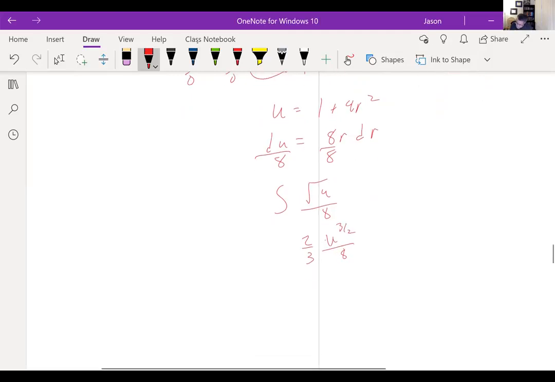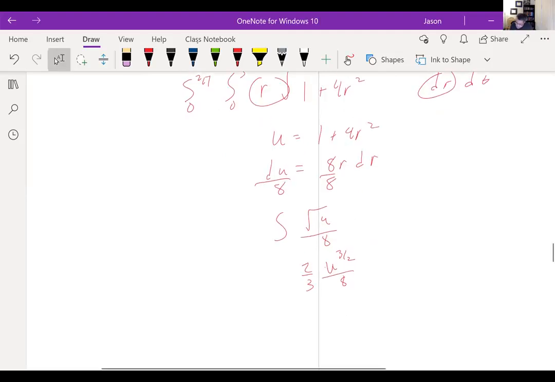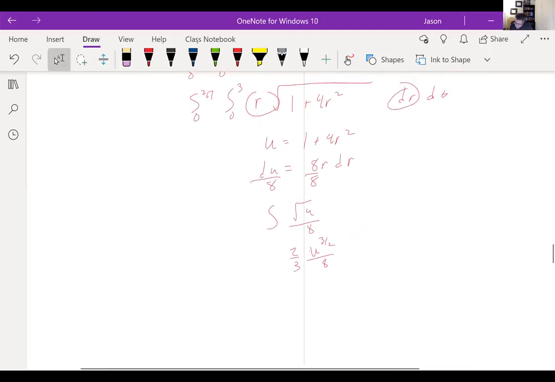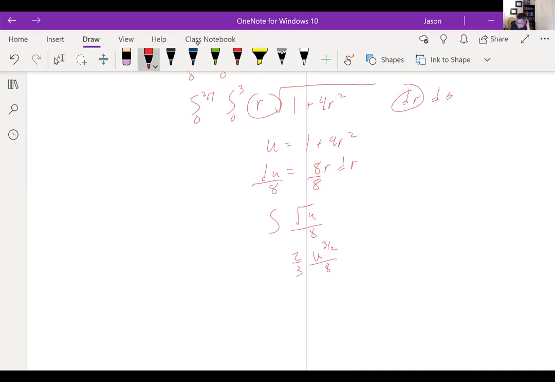Then I'm going to plug in my original value, because I want to keep my original limits of integration. I guess I could change them here. What are my limits now? Plug in 0, we get 1. What do we get if we plug in 3? We get 37, I think. Is that right? Yeah, 37.